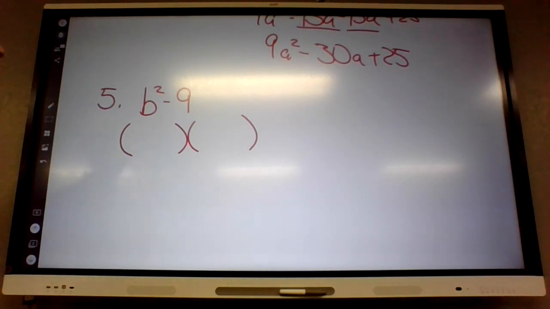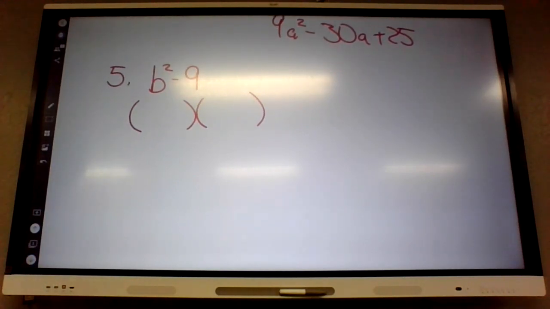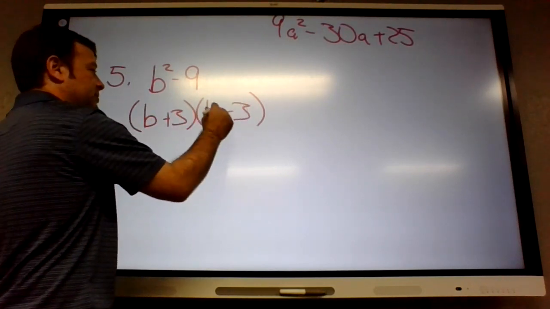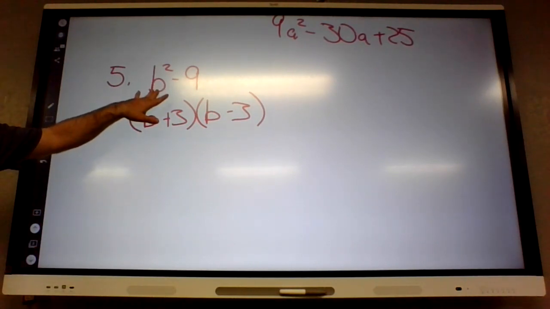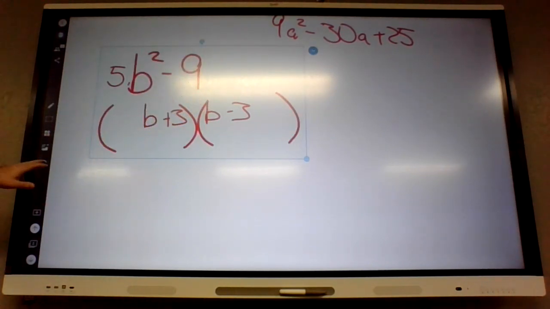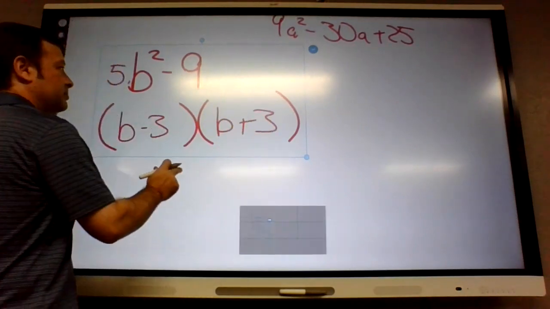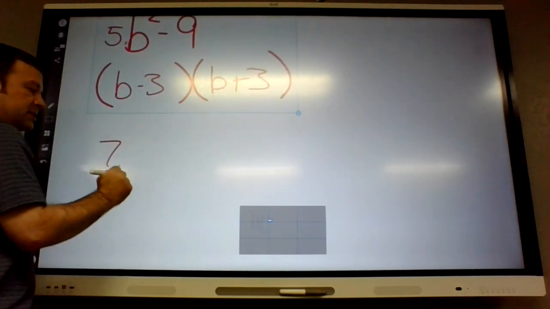Okay, number 5, we're factoring. It's like lesson 2 before we got to the equations. Hope, how did that factor? B and B. And then plus and minus 3. Yeah, so I call this the square minus a square. This is a square because it's b squared. 9 is a square because it's 3 squared. Anyway, b squared turns into b times b. Negative 9 turns into negative 3, plus 3. That's how you do square minus square.